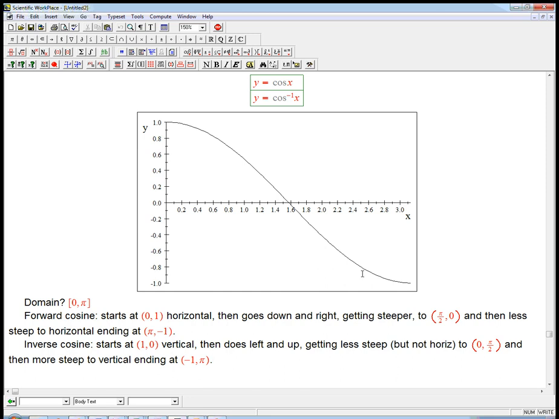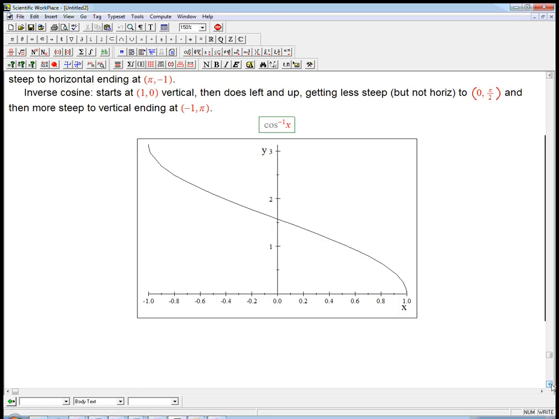What does that do? Well, I suggest you try it, but let's go ahead and actually see what the computer says is the answer, and see if that confirms what I've said in terms of the verbal description. And then we can compare the two, put them together, and see if they look like reflections of each other. Okay, so you start at (1, 0). You start out going vertical, but then immediately you go left and up, getting less steep, (0, pi over 2), and then you go back to being more steep, and you end up vertical at (minus 1, pi).